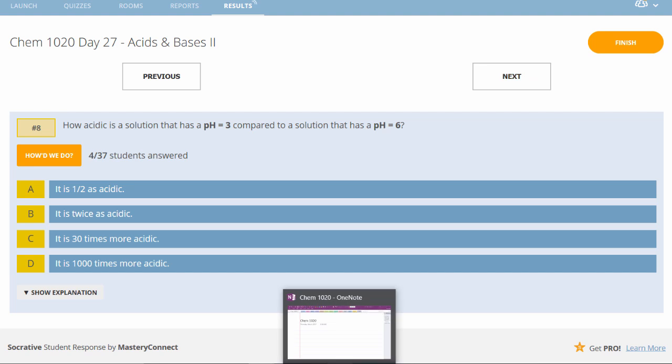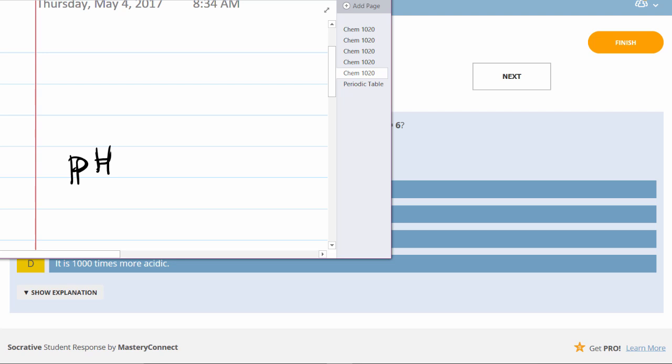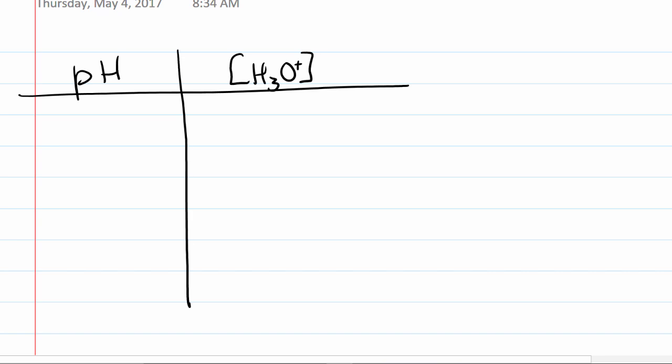Now, one of the things you can do with this is make a table. If you make a table, we look at the pH on one side, and the hydronium ion concentration on the other side. Let's say that we want to look at pHs of 7, 6, 5, 4, and 3.